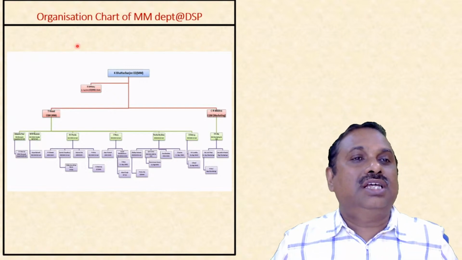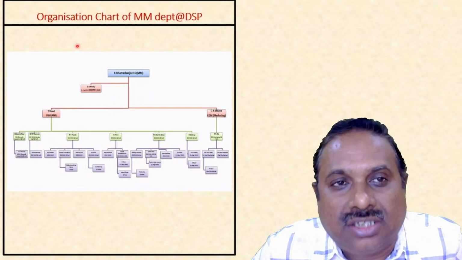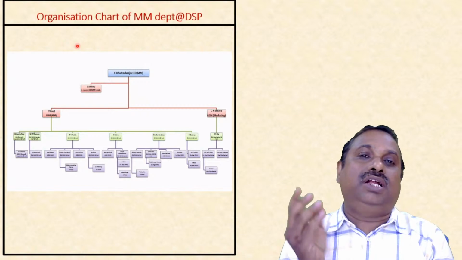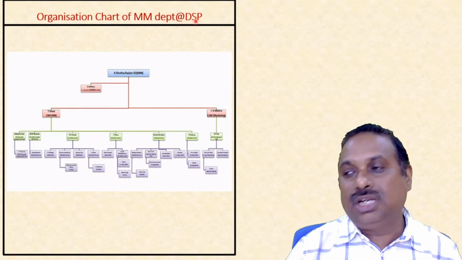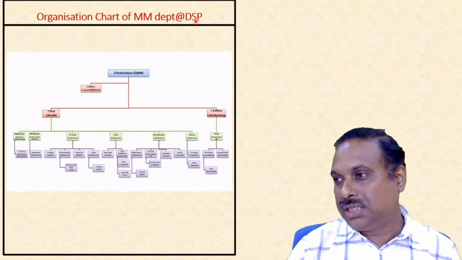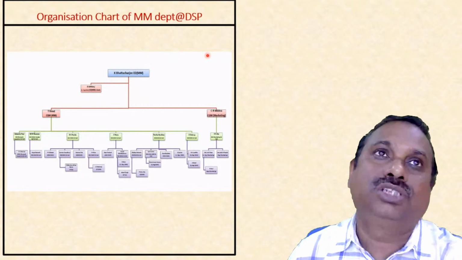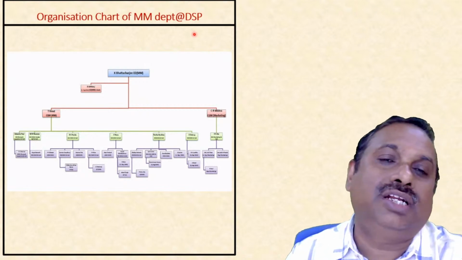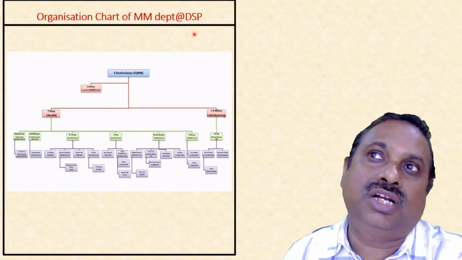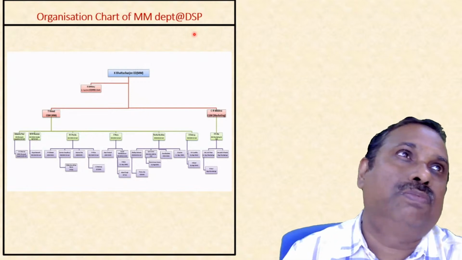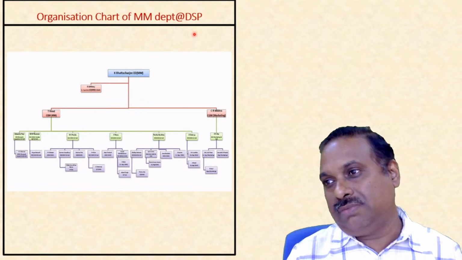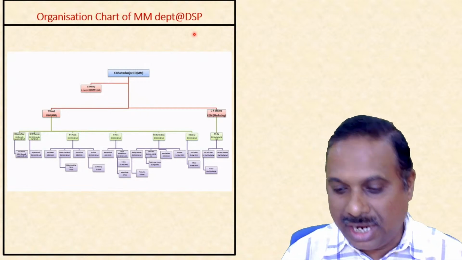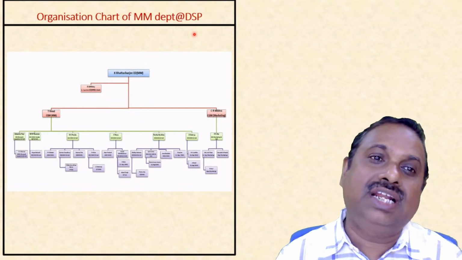This is the example of an organizational chart of the Materials Management Department of DSP. DSP stands for Durgapur Steel Plant. Durgapur Steel Plant is an integrated steel plant which comes under Steel Authority of India Limited. It is situated in Durgapur, West Bengal, right? It mainly produces TMT bar, other structures, and railway axles and wheels.